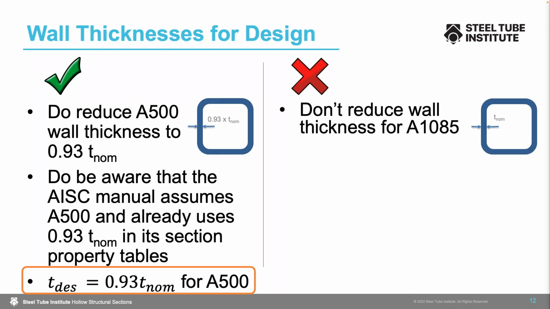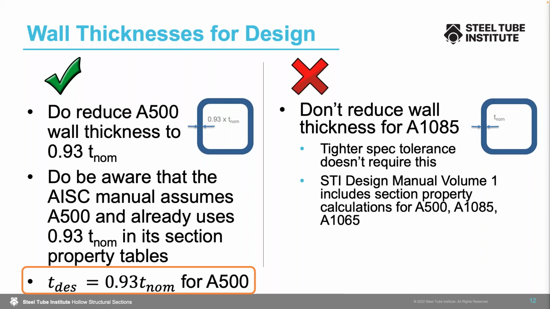Now, if you're utilizing A1085, which we just talked about as potentially having more limited availability, you would not have to reduce this wall thickness. The spec for A1085 has tighter tolerances, so AISC doesn't require that wall thickness to be reduced. Because there are these different variations, we have those tables in the STI Design Manual Volume 1, and it includes all the appropriate section properties for A500, A1085, and even A1065. So the design thickness for a 1085 would be equal to the nominal wall thickness.